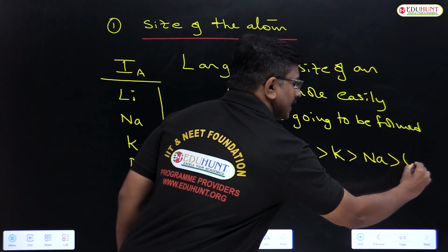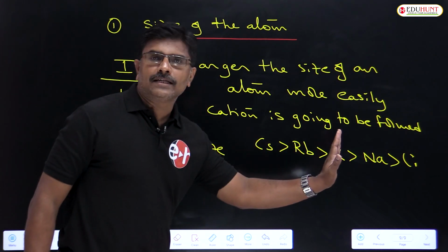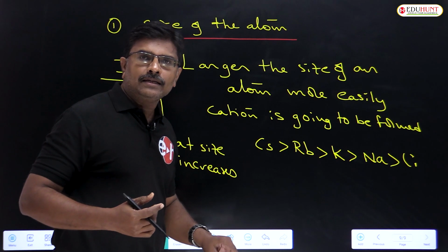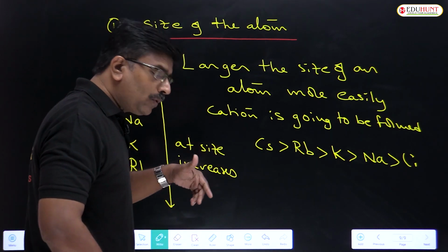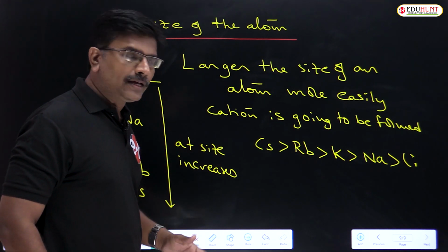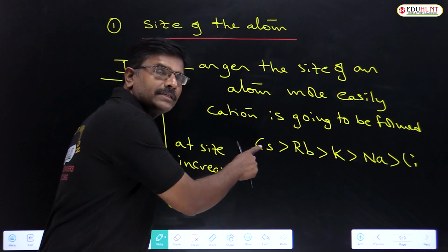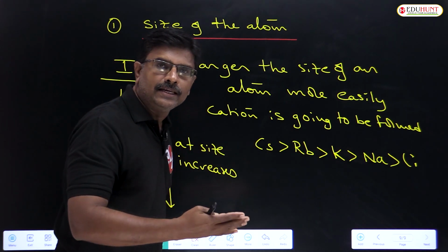Sodium is larger in size than lithium, right? So this is the size order. These atoms, after losing one electron, become unipositively charged cations. The ease of formation of the cation is in this particular order only. Understood? Because cesium has a larger size, cesium can form the cation easily.